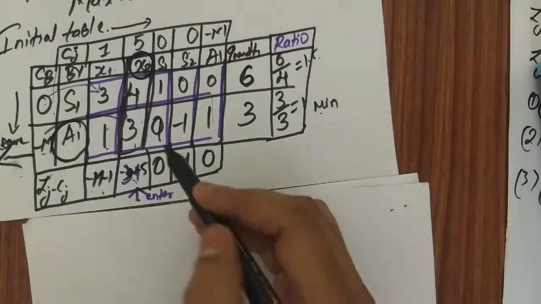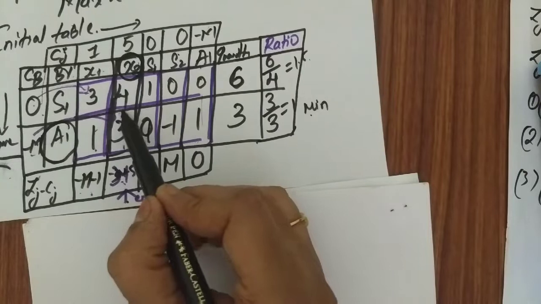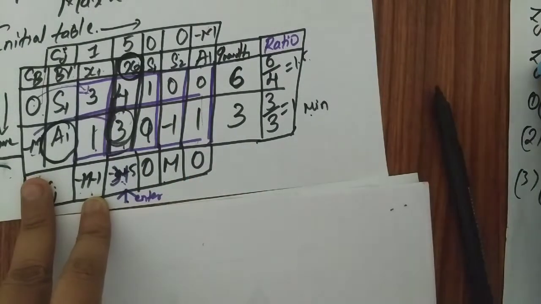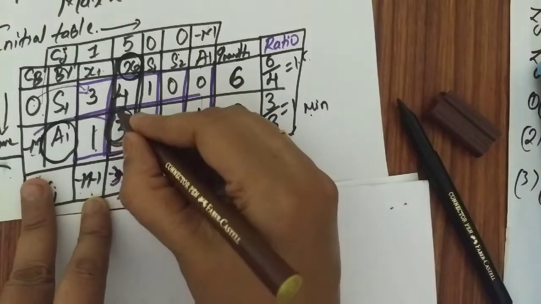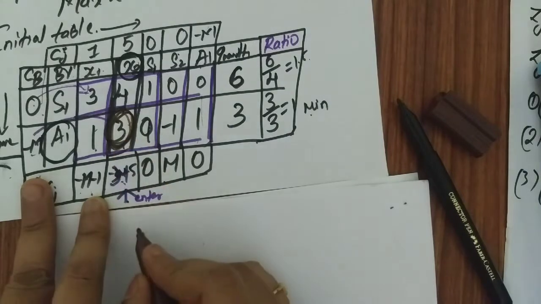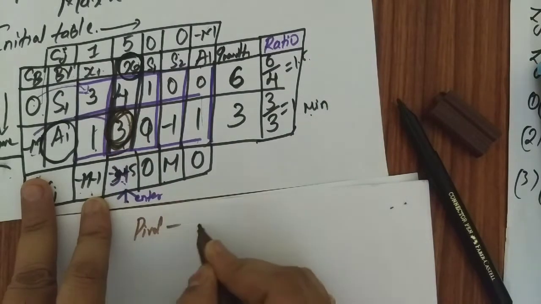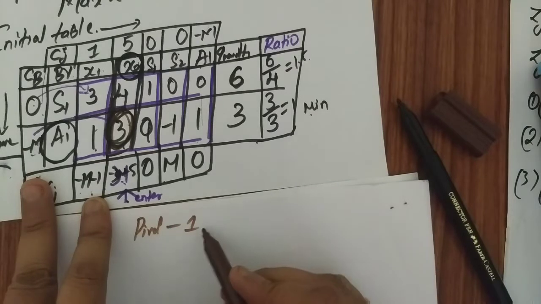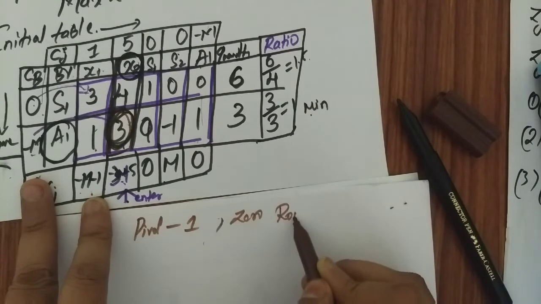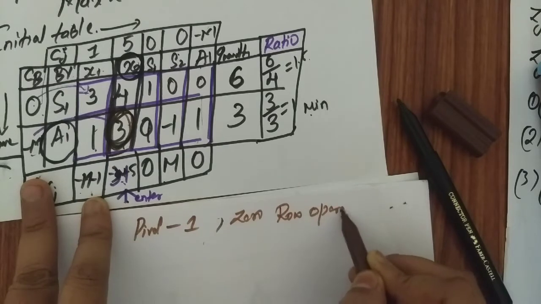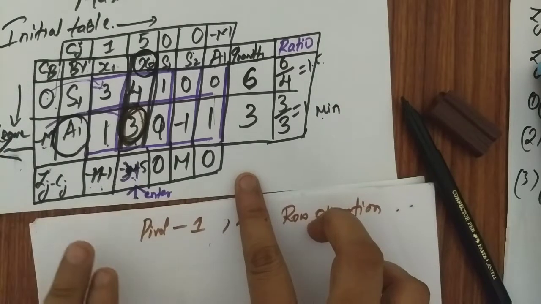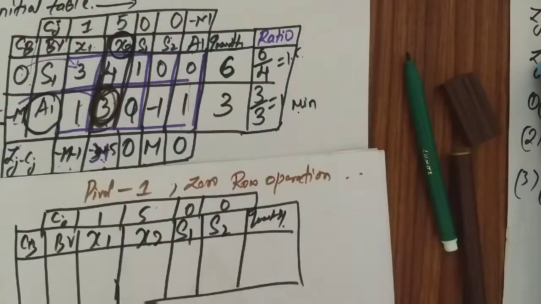As we have studied in the simplex method, the intersection of the entering and leaving variable is called the pivotal. So this is the pivotal entry. Make the pivotal 1, and make the other elements 0 by row operation. This we have already studied in our simplex method, so I will be doing it very quickly.